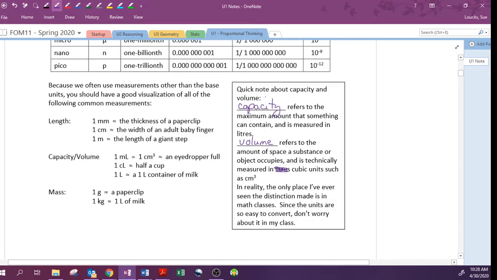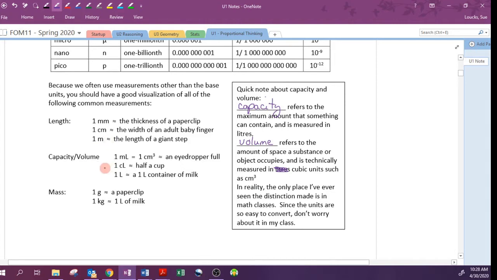So there you go. Okay, so we know that a liter is like a liter of milk. A centiliter, 100 milliliters, is about half a cup. Sorry, a centiliter. That's 100 centiliters.